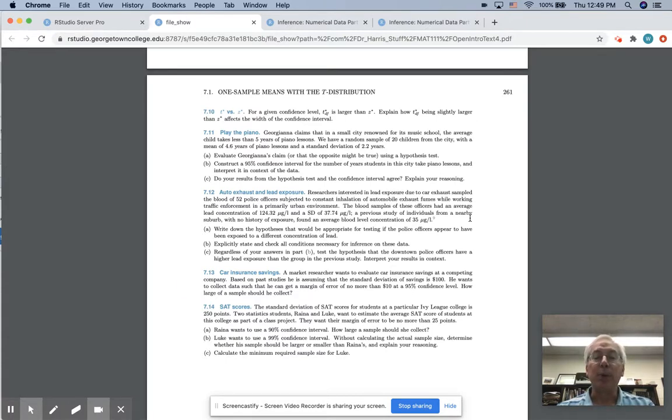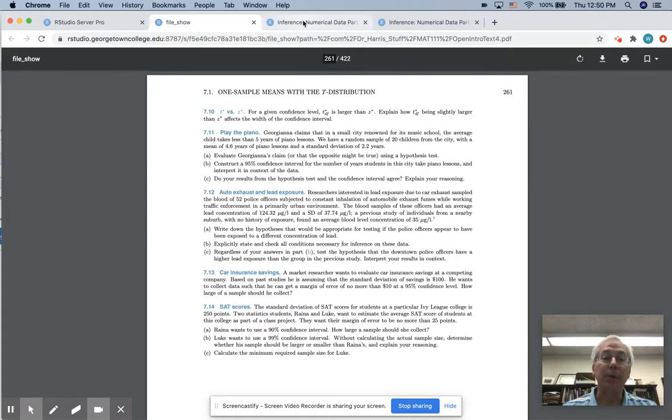We take a random sample of 20 children from the city, and we find that they have a mean of 4.6 years of piano lessons and a standard deviation of 2.2. We're only going to look at part B in this video and slideshow. We'll come back and look at parts A and C in the next slideshow. But part B says construct a 95% confidence interval for the number of years students in the city take piano lessons and interpret it in context of the data. So we're told that the sample mean, x bar, is 4.6, and our sample standard deviation, S, is 2.2.